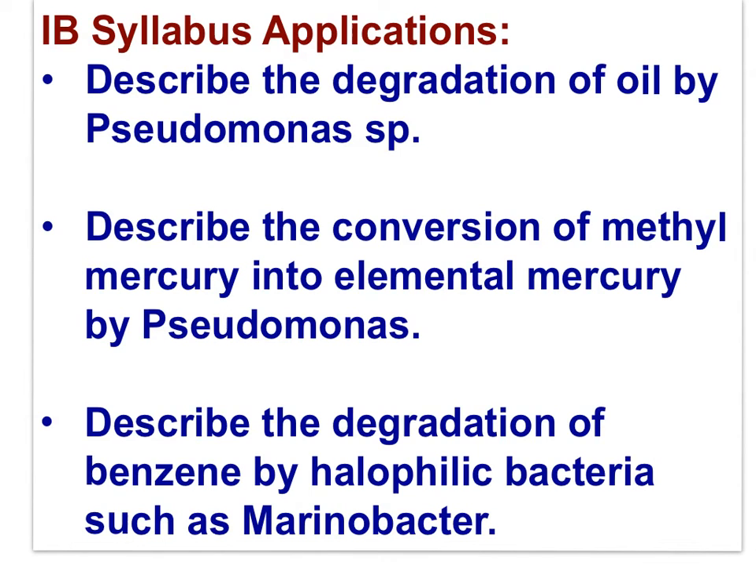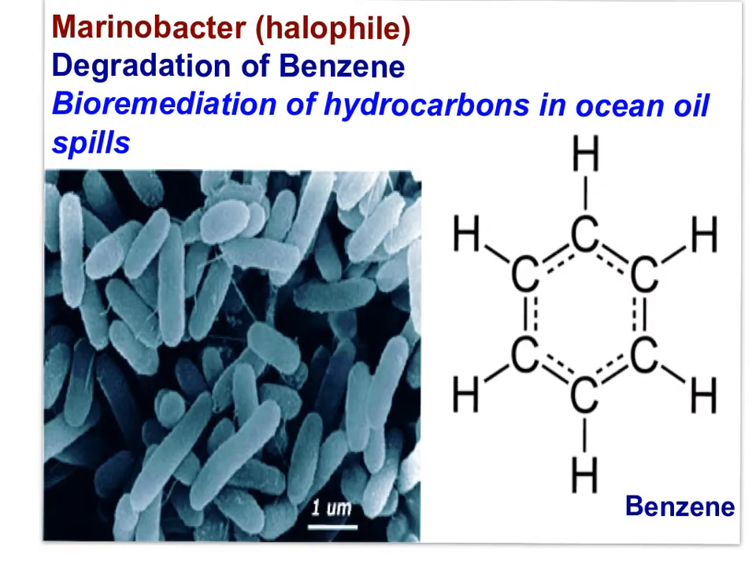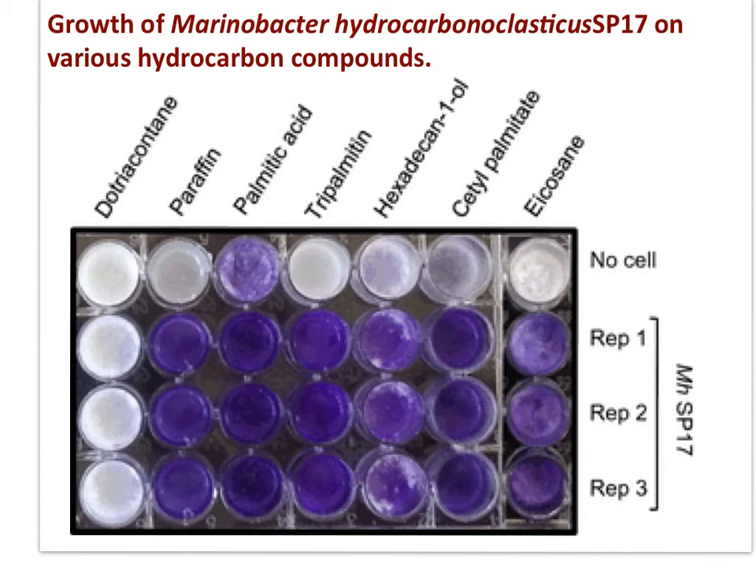And lastly, let's look at the degradation of benzene by halophilic bacteria such as Marinobacter. Marinobacter on the left is a halophile whose natural habitat would be seawater or extremely salty conditions. Marinobacter has the metabolism to degrade benzene, the molecule seen on the right. Benzene is a hydrocarbon often found in ocean oil spills, and benzene is carcinogenic. It's known to cause cancer. Marinobacter species are well adapted to metabolize hydrocarbon compounds such as benzene in saline, often highly saline environments. Many bacteria would not survive in such environments.